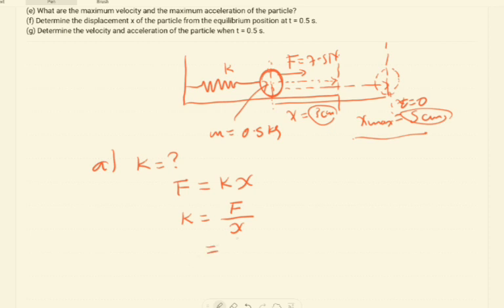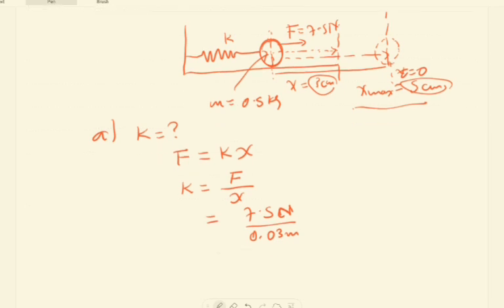So it will be with simple substitution. The force is given here as 7.5 Newton divided by 3 centimeter, or simply 0.03 meter. So one can find a Hooke's constant or spring constant of 250 Newton per meter. That's a key ingredient for harmonic motion, because the spring constant is an ingredient for the questions I will work on from here on, since it is something basic. So here we have found the Hooke's constant.